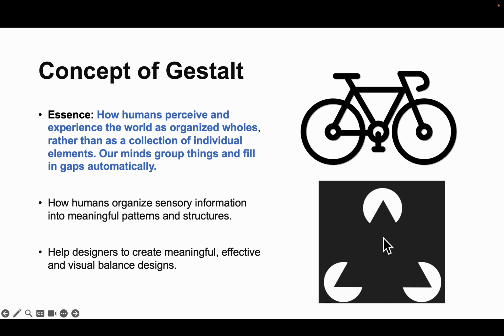Here we could see there is a triangle, but actually there's no triangle. There is just the gap of the circles, right? But our mind will fill in the gaps and make us perceive the triangle. Our mind will always group things together and fill in the gaps automatically. So Gestalt is about how humans organize visual information into meaningful patterns and structures. Gestalt theory plays a crucial role in graphic design, helping designers understand how visual elements are perceived and organized by people.